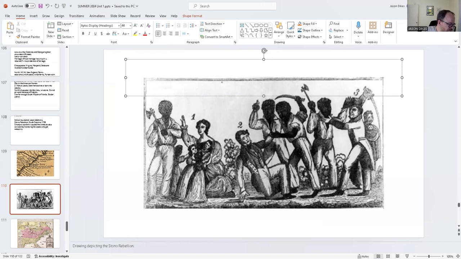Numbers are hard to come by. I've seen 80 slaves participate. I've seen it as high as 150. So why don't we just say about 120 slaves participated. I've seen the death toll somewhere in the low hundreds as well.